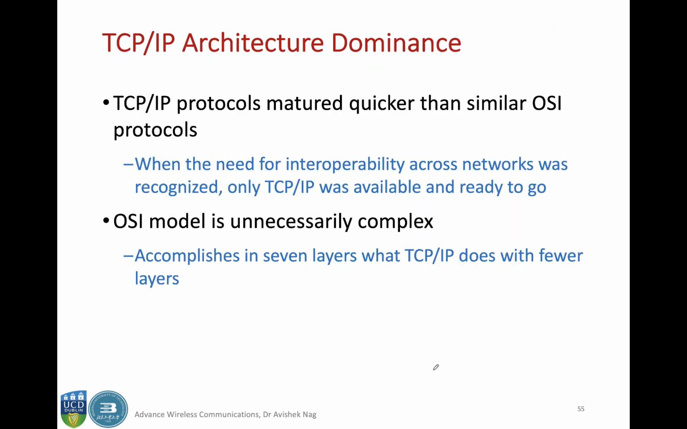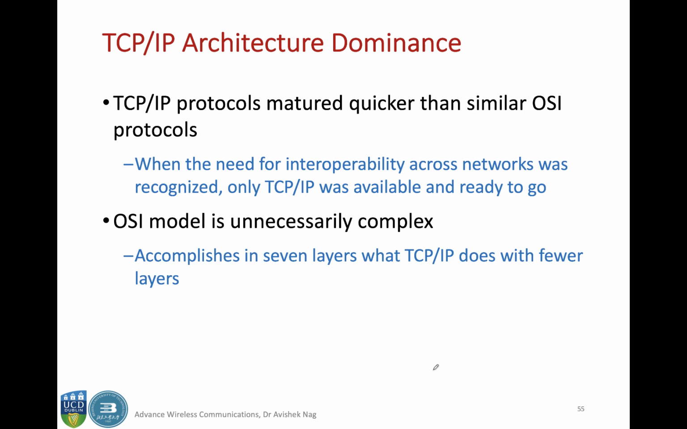Now both these architectures are there, but the TCP/IP architecture dominates because the TCP/IP protocols matured quicker than similar OSI protocols. So when the need for interoperability across networks was recognized, only TCP/IP was available and ready to go. The OSI layer system came very late, and by that time TCP/IP was very mature, and nobody wanted to mess with the TCP/IP scenario.